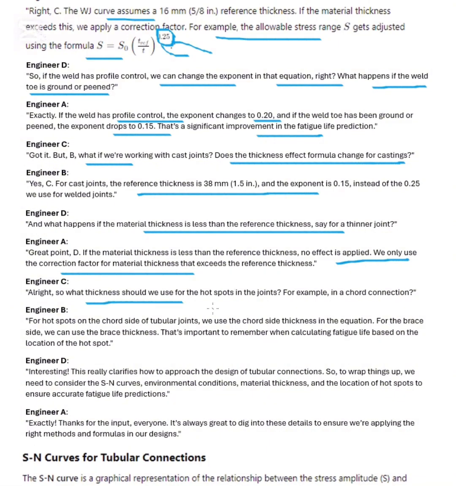Also, what thickness would be used for the hotspots in the joints? For chord-side hotspots, we use the chord thickness in the equation. For the brace side, we use the brace thickness. That's important to remember when calculating the fatigue life, based on the location of the hotspot.